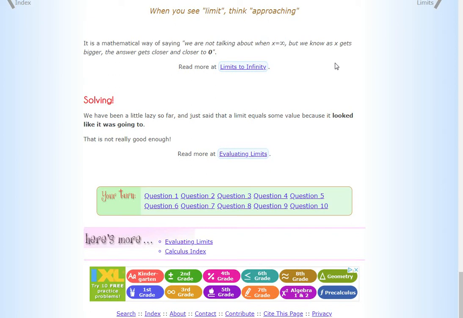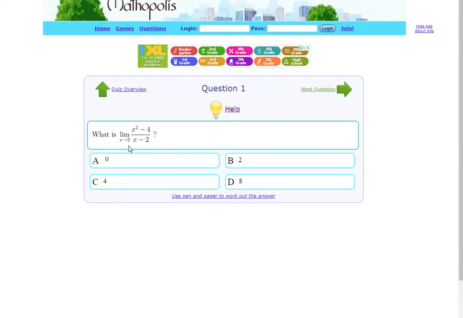Okay, so now what we're going to do is question 1. Okay, so on your sheet there's a little spot that says question 1. We're going to write this down. So it's the limit as x goes to 2 of x squared minus 4 over x minus 2.